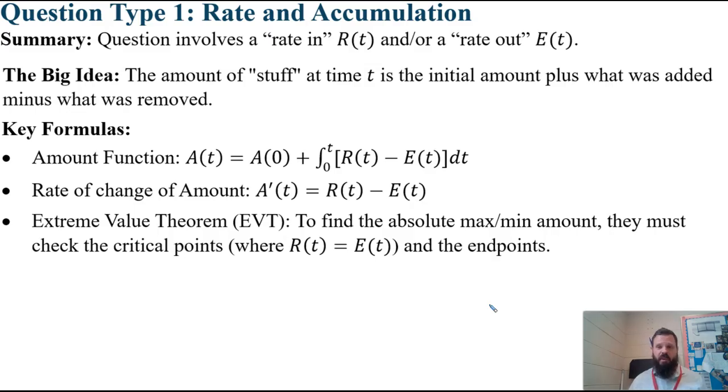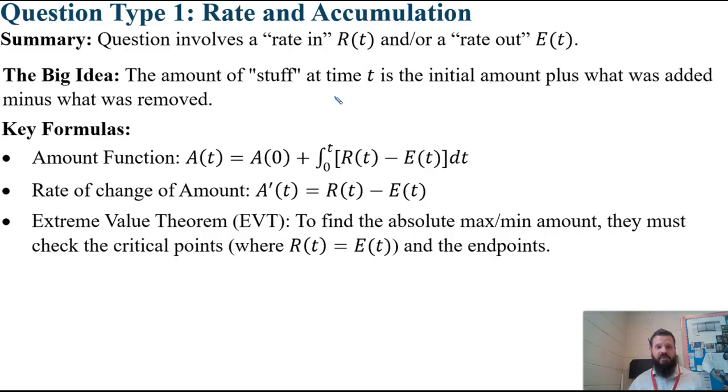Okay, question type number 1 for this video, we're talking about the rate and accumulation question. Now, in some way, shape, or form, AP exam time, you're going to get a free response question that talks about a rate. It could be a rate in, could be a rate out, could be both. And the big idea is the amount of stuff at time t is the initial amount plus what was added minus what was removed. So this type of question is going to involve some integrals, accounting for the initial conditions. It could be subtracting if we're coming out, adding if we're coming in.